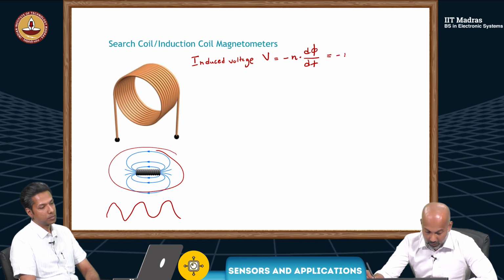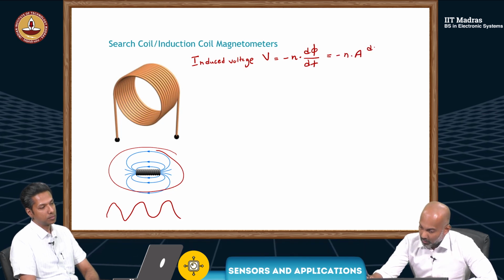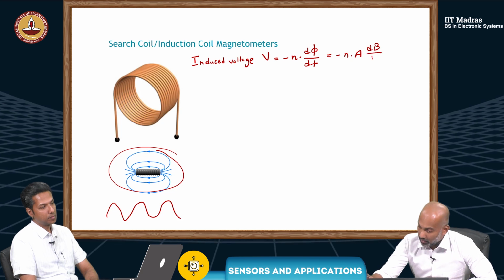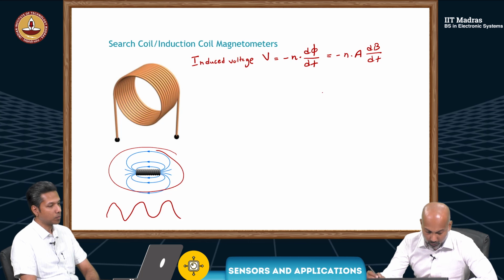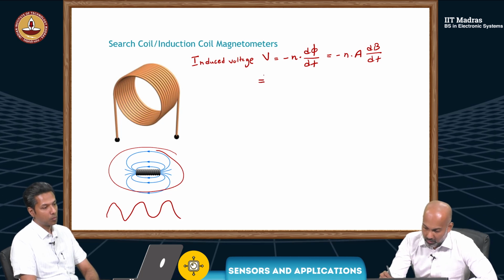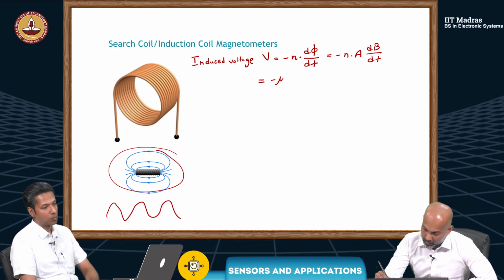Now, when you talk about the flux density, you have to consider the area also, right? dB/dt over an area. Then you have minus mu0.